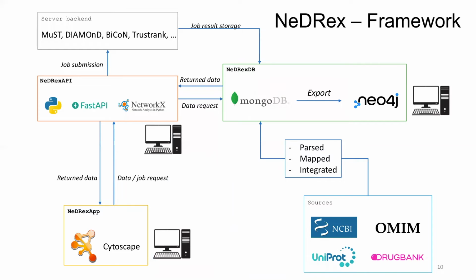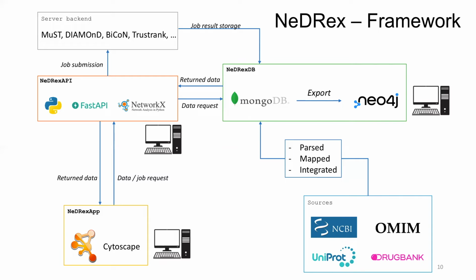The NeDRex platform has 3 main components: a knowledge base named NeDRex DB, a Cytoscape app named NeDRex app, and an API. The NeDRex app is a Cytoscape app that provides implementations of network-based algorithms. These algorithms are made available to users via the RESTful API. The NeDRex DB integrates data from various biomedical databases, including OMIM, DrugBank, and UniProt. Integration of multiple databases enables us to construct the heterogeneous networks described earlier.